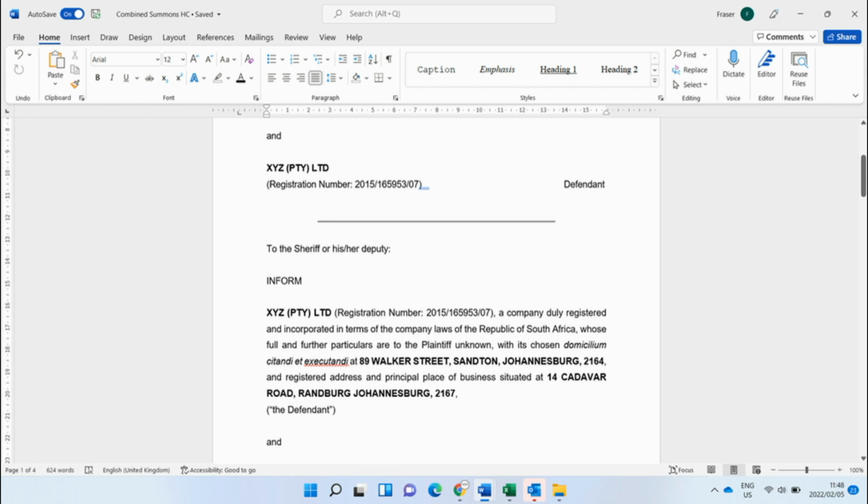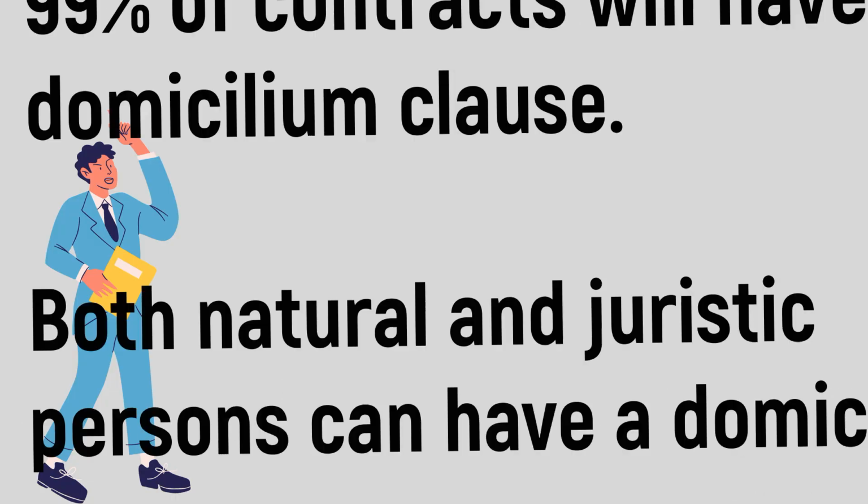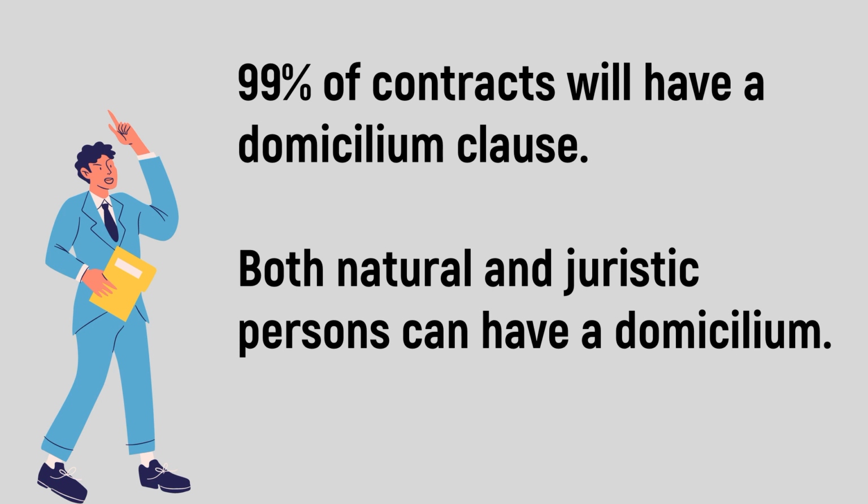So, what are the differences between the defendant's citation here and that in the previous episode? Well, in this example, the defendant is a company, so we must allege that it is registered and incorporated in terms of the company laws of South Africa. That is the only real difference. The reason why we make reference to a domicilium address is because our cause of action is based on the breach of a contract. 99% of contracts will have a domicilium clause.